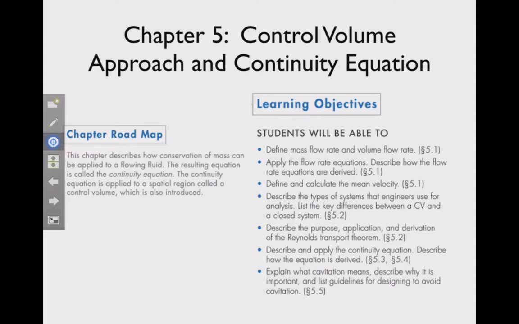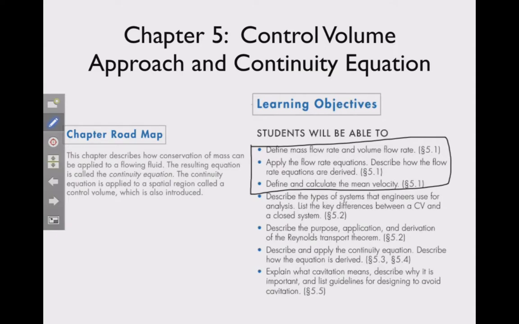But before we do that, we're going to need to have some definitions. And so this is a quite simple section, 5.1, where we're going to define what we mean by the mass flow rate and the volume flow rate. And we're going to apply this to flow rate equations and describe how the flow rate equations are derived. These are pretty easy equations. And we're going to define and calculate the mean velocity. And in this case, it'll be the area weighted mean velocity.